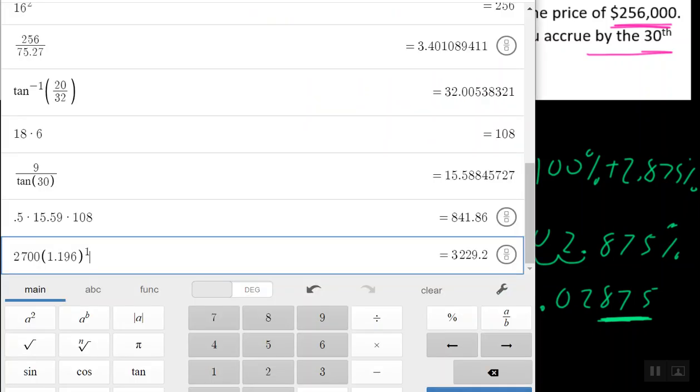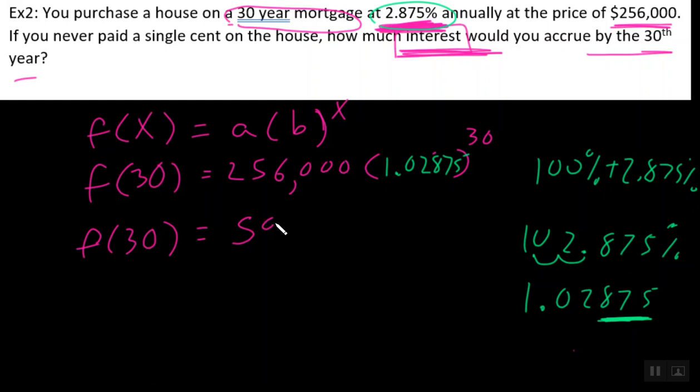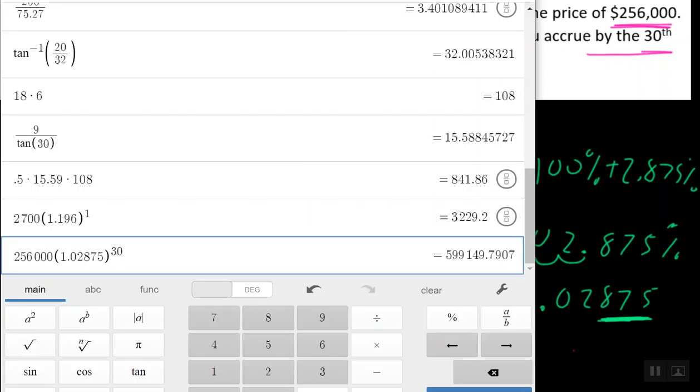All right, so 256,000, parentheses, 1.02875, and of course we'll close our parentheses, and we click this a to the b, and we're going to put in there 30 years. And the answer is we're going to owe about $599,149.79.